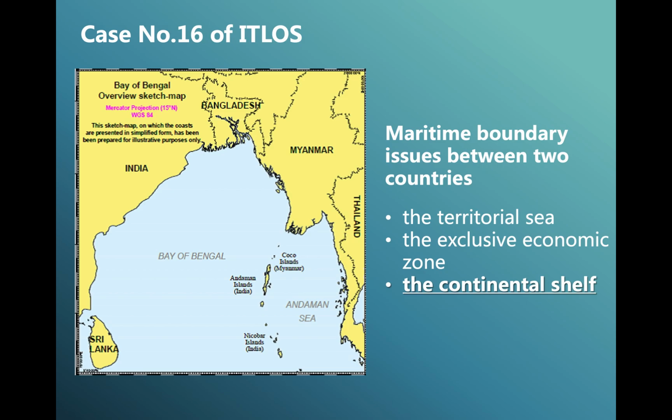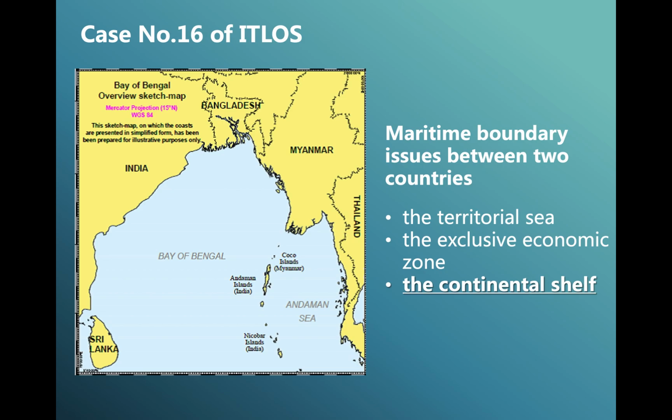Let's start with the basic background information of this case. As you can see on the slide, Bangladesh and Myanmar are adjacent states across the Bay of Bengal. You can also see their locations on the map: Bangladesh to the north and the northeast, and Myanmar to the east. For a long time, the two countries could not reach an agreement on maritime boundary issues between them in the northeastern part of the Bay of Bengal.